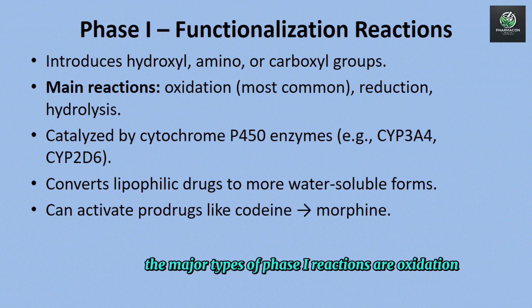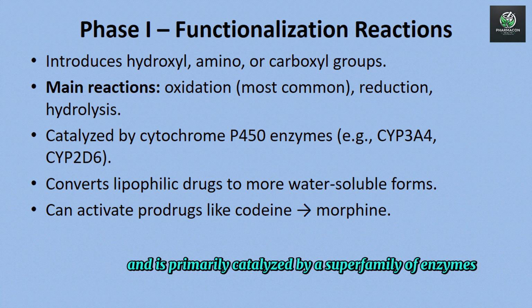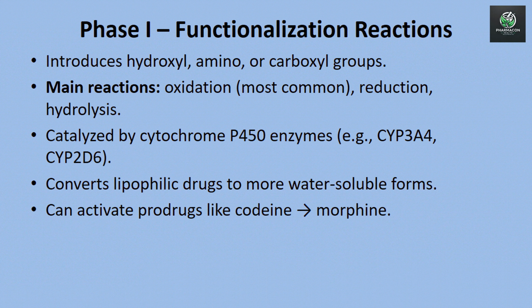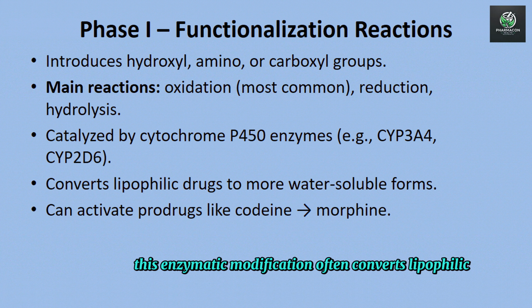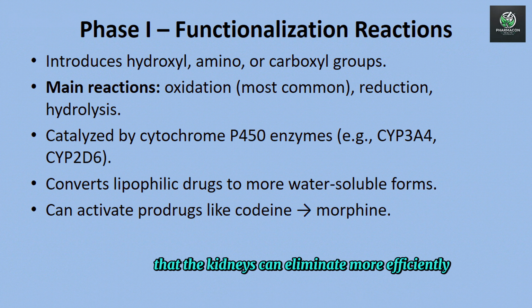The major types of Phase 1 reactions are oxidation, reduction, and hydrolysis. Among these, oxidation is the most common and is primarily catalyzed by a superfamily of enzymes known as cytochrome P450, especially CYP3A4 and CYP2D6. This enzymatic modification often converts lipophilic, or fat-loving, drug molecules into more polar and hydrophilic forms that the kidneys can eliminate more efficiently.